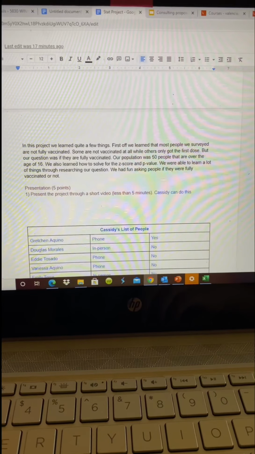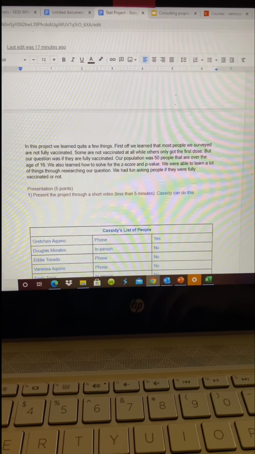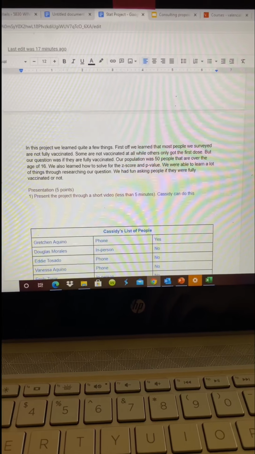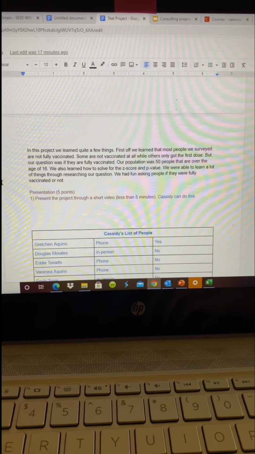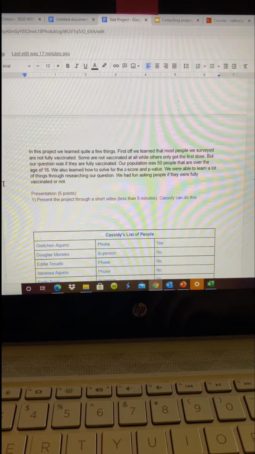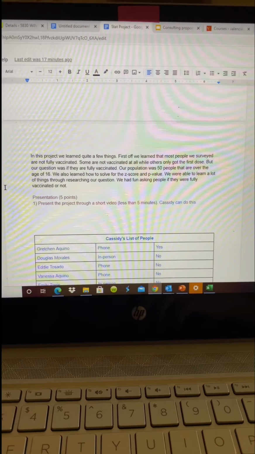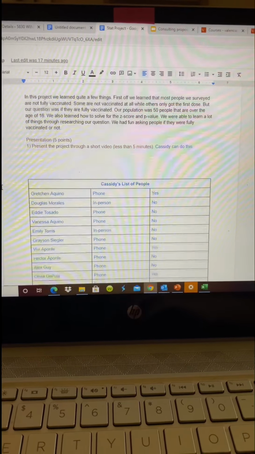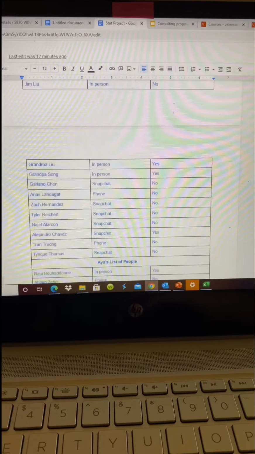Population was 50 people that are over the age of 16. We also learned how to solve for z-score and p-value. We were able to learn a lot of things through researching our question. We had fun asking people if they were fully vaccinated or not. And then the presentation here, and here's all the data.